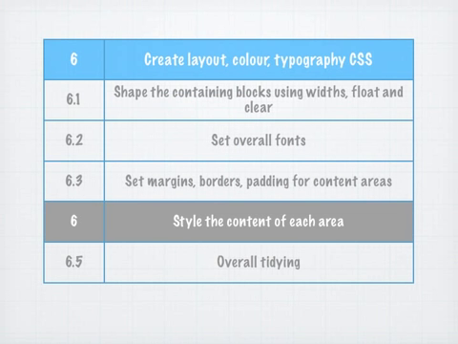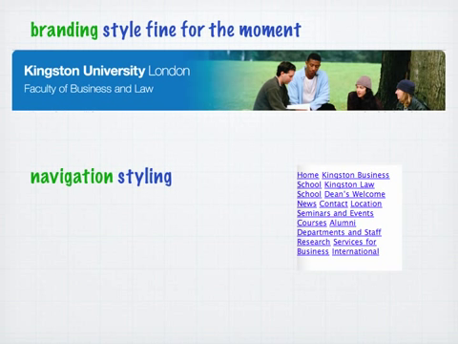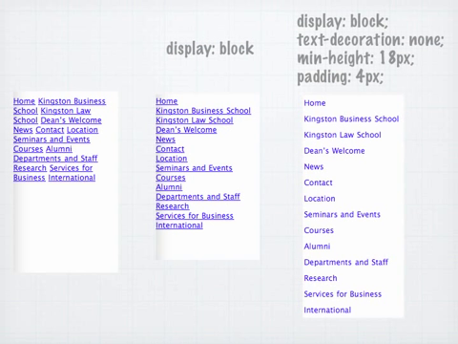So next up, style each individual area. We're going to start off with the branding box, and again that's just got an image in it, so I don't think I really need to do anything with that. The navigation styling is more complex. This is a standard way to do navigation nowadays. We have a series of links, and what we can do with those links is actually turn them into a menu system just by following these steps.